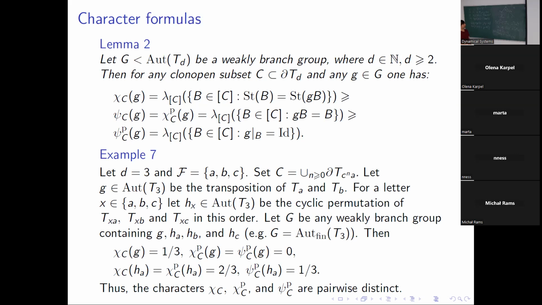So another example illustrating these characters and showing their properties, a more complicated example. Consider t equal to 3. So we have 3 vertices on each level.